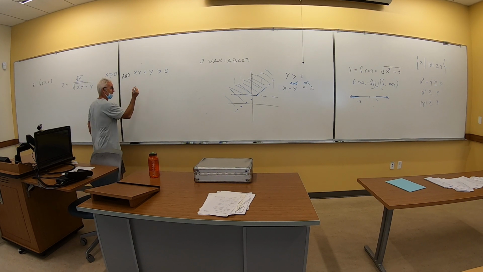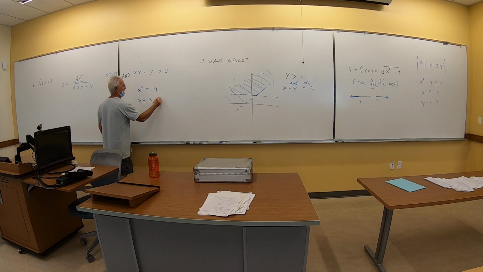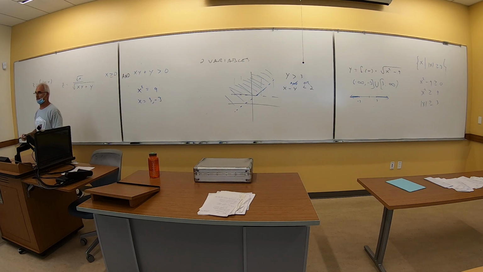Baby algebra, let me keep it real simple. X squared equals 9. So x equals 3 comma negative 3. That's how most of us would write an answer. Agreed? Can x be 3 and negative 3 at the same time? No, that would be impossible. Comma always, in every context, means or. I have two answers, x is 3 or x is negative 3.